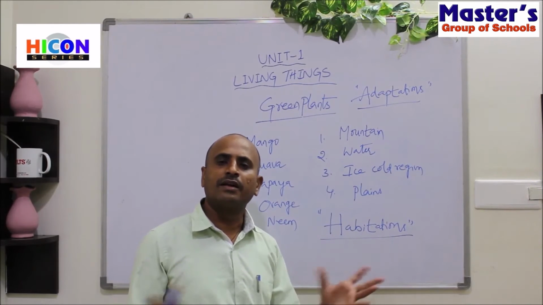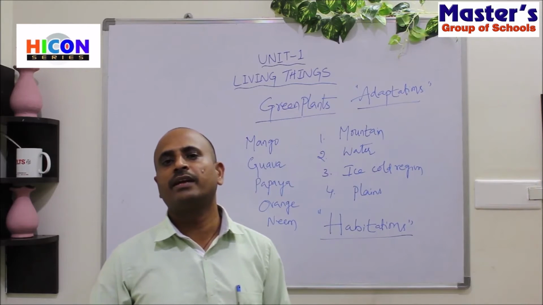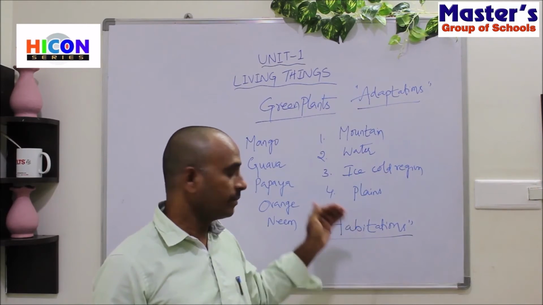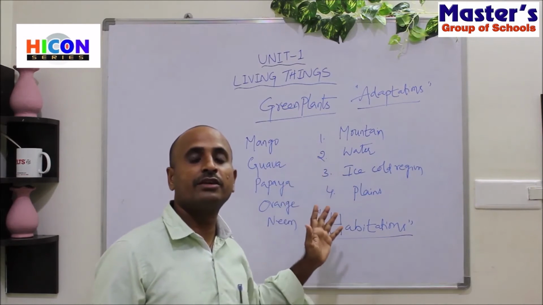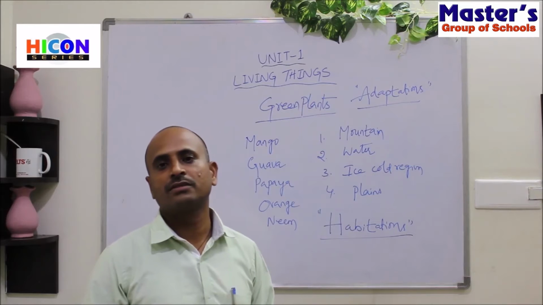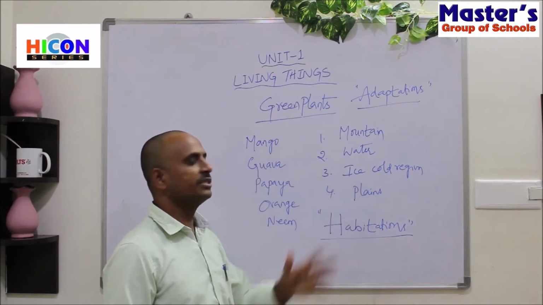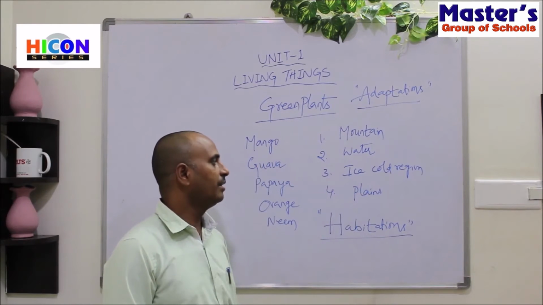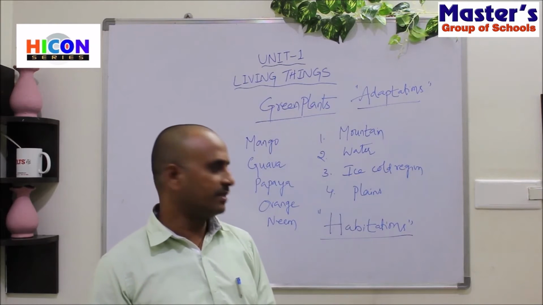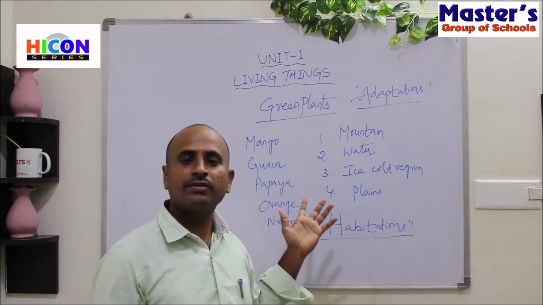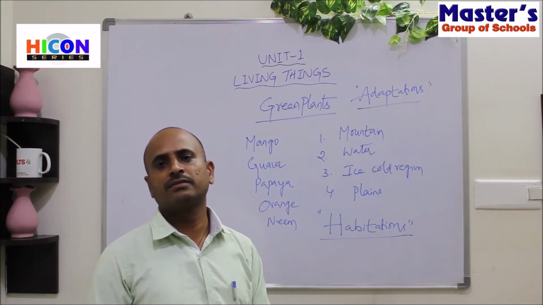Because different regions have different climatic conditions, the plants growing in a particular habitation will have special adaptations. That means the mango tree cannot grow in ice-cold regions, and apple trees cannot grow in our regions. This is the reason some plants cannot grow in particular regions.